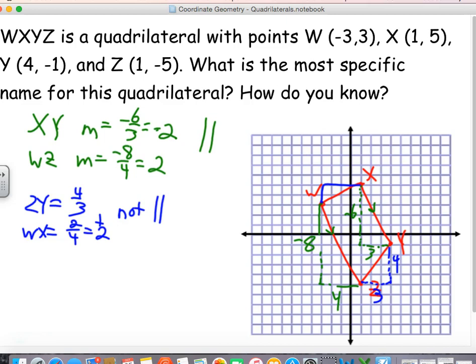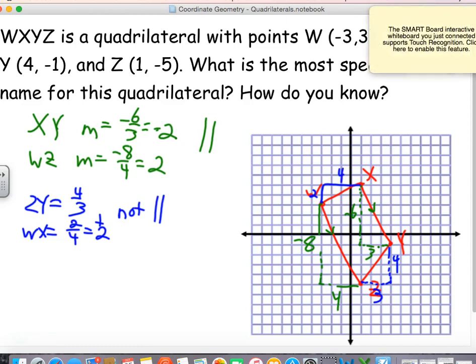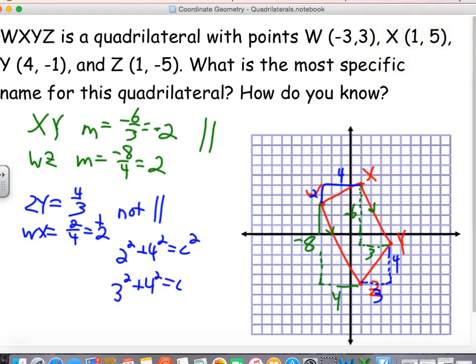So what is the distance of WX? Well, we went up 2 and over 4. So the distance is 2 squared plus 4 squared equals c squared. And then the distance of ZY is 3 squared plus 4 squared equals c squared. Well, it's pretty obvious right off the bat, these aren't going to be equal because 2 squared plus 4 squared is not going to be as much as 3 squared plus 4 squared. So we can tell these are not congruent. So since those two sides are not congruent, this must be just a regular trapezoid.